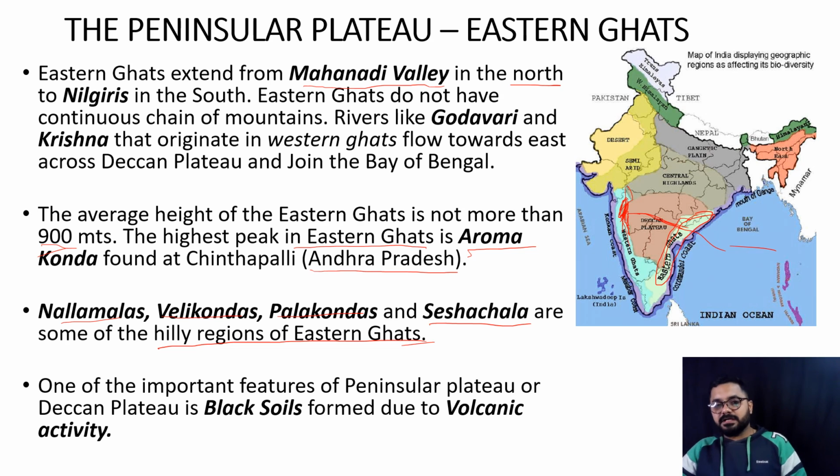One important thing about the Peninsular Plateau is that we find black soil here. Now the question comes, why do we have black soil here? Black soil is formed due to the volcanic activities that happened in the past, due to which we have black soil available in abundance in the Peninsular Plateau. So this is about the Peninsular Plateau, where we have discussed the Western Ghats and the Eastern Ghats.